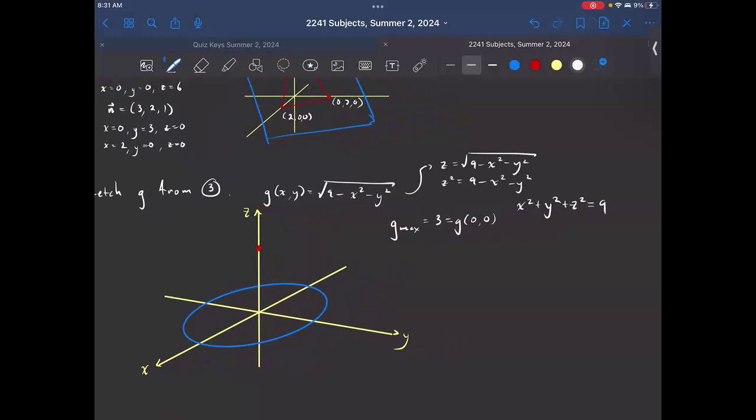And you probably recognize this as a quadric surface. It is an ellipsoid where all of the radii are the same. And so we have a sphere in the x, y, z space. There's our sphere in the x, y, z space. So it's just the top half, again, because we have the square root here. If we put a minus square root, we get the bottom half. And this is the graph of g.